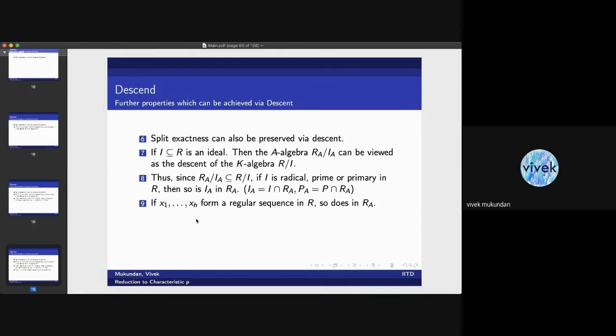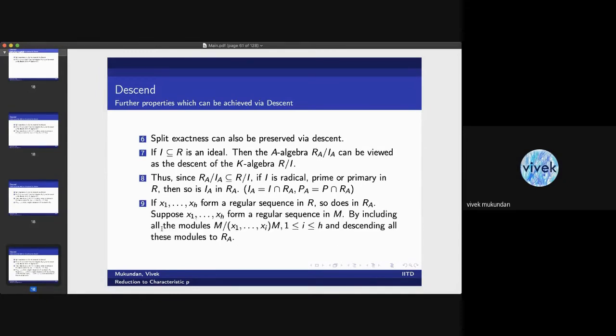And if f_1 up to f_i form a regular sequence in R, so do they after descent. More generally, if you have an M-regular sequence, then you can make sure that they form an M_A-regular sequence after descent. What you can do is descend all these finitely many modules, M modulo f_1 M, M modulo f_1, f_2 M, descend all of them to the A level and make sure that x_{i+1,A} is actually a non-zero divisor in this module.